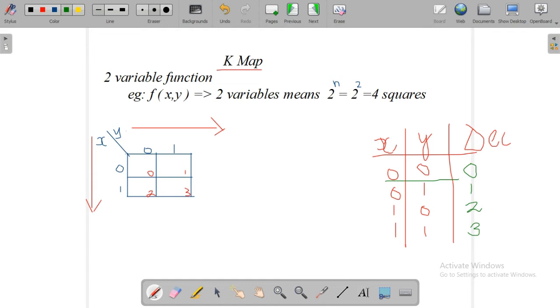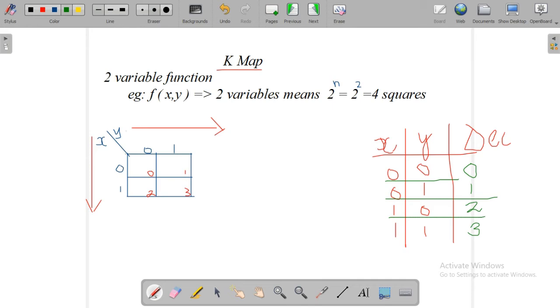As per the decimal values, we write them in that particular cell's right corner, right bottom. So how to write 0, 0? You can consider x is 0, y is 0. In this cell we have to write the decimal value, the designation number. So 0 we have written here. Next is 0 and 1: x is 0, y is 1. For this we have to write 1.